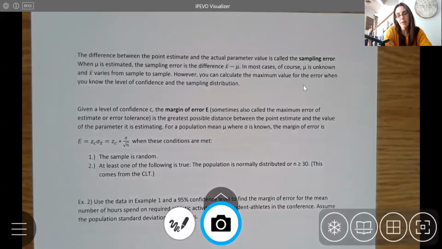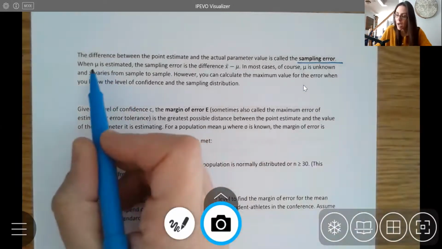All right, now that we have the background done, we're actually ready to go ahead and find those confidence intervals on our own from start to finish. So learning how to find that error piece and then again, how to put it all together. The difference between the point estimate and the actual parameter value is called a sampling error.